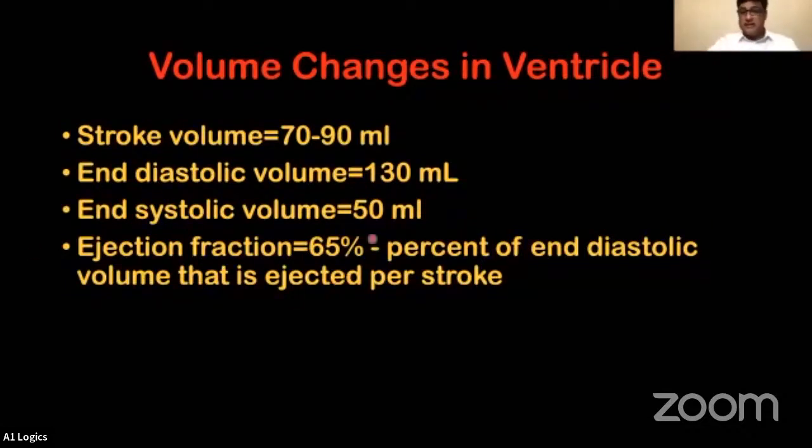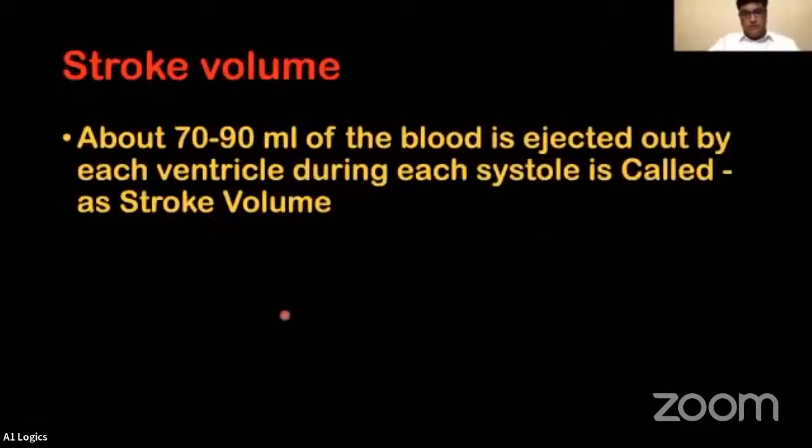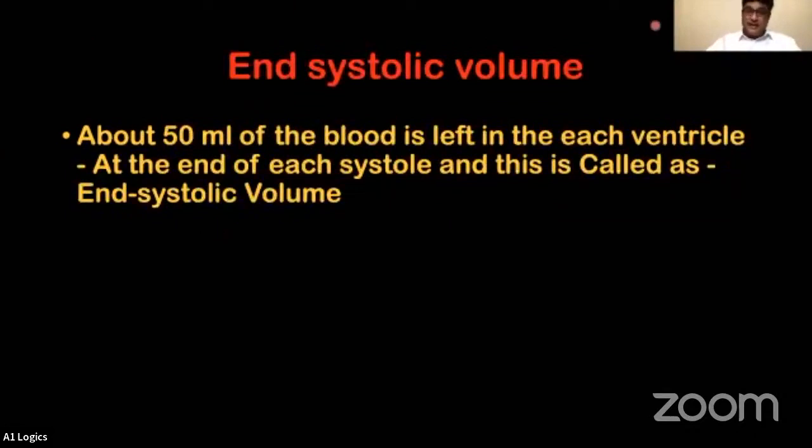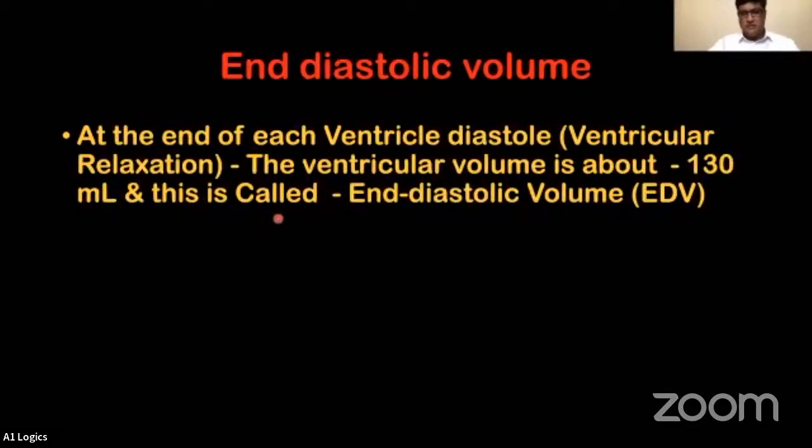And for ejection fraction, at least 65% of the end diastolic volume should be ejected out in every stroke, or every heartbeat. So what is stroke volume? About 70 to 90 ml of blood ejected out by each ventricle during each systole is called stroke volume. What is end systolic volume? As I told you, about 50 ml of blood is left in each ventricle at the end of each systole, and this is called end systolic volume. The same during ventricular diastole: the ventricular volume is about 130 ml, and this is called end diastolic volume.